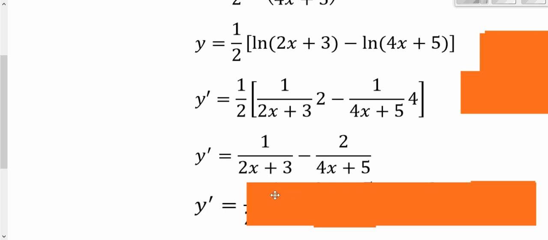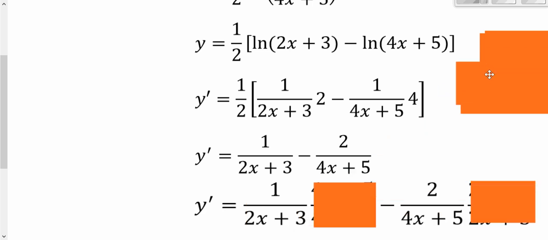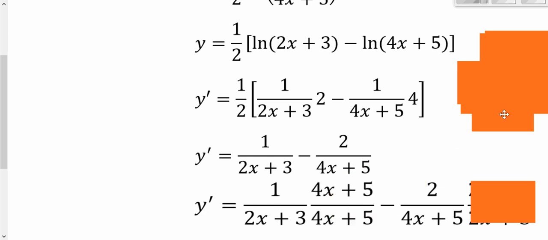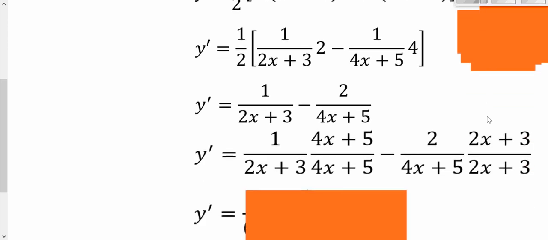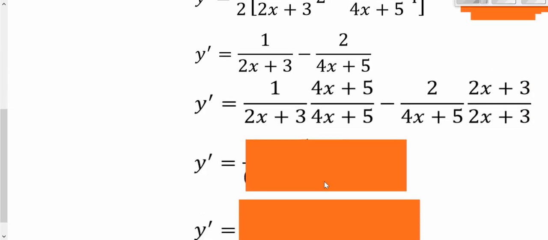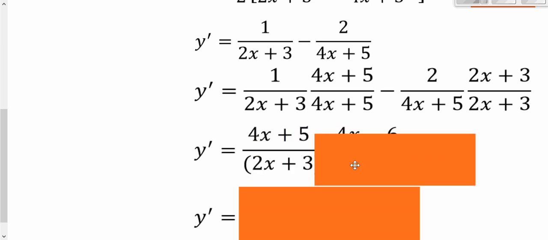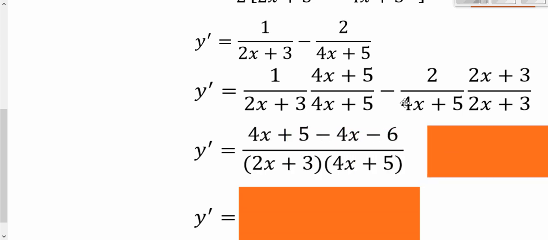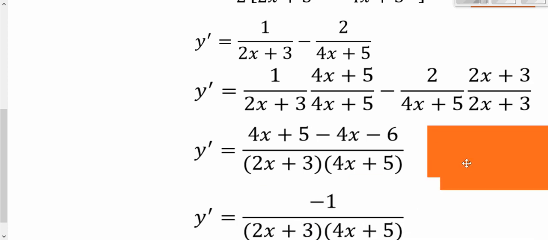Well, now we just have a fraction minus a fraction, so we'd have to do a common denominator, multiply the first one by 4x plus 5 over 4x plus 5, multiply the second fraction, top and bottom, by a 2x plus 3 over a 2x plus 3. Now we can write it as one fraction over our common denominator, remembering to distribute through your -2 to your second part here. Combine like terms, and you just get -1 over that.